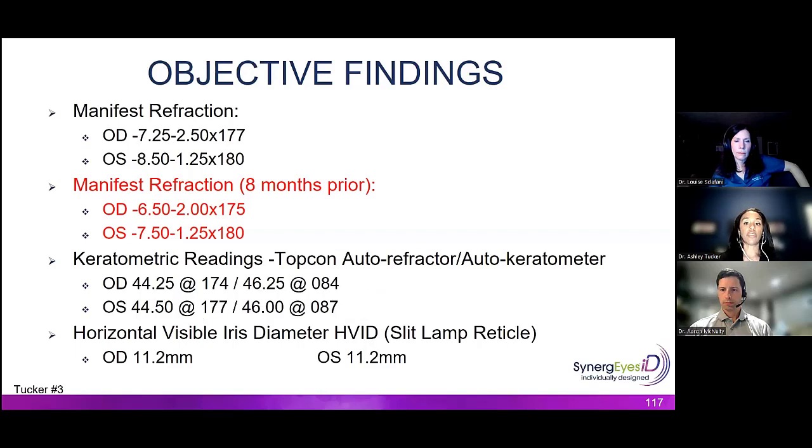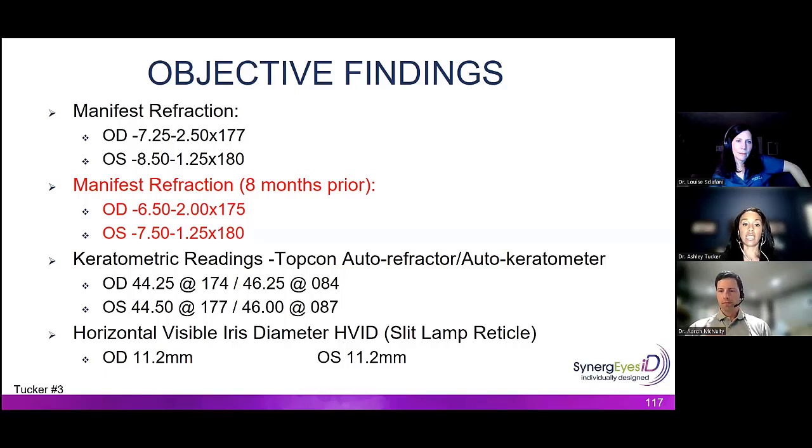So her manifest refraction at that visit, you can see it for yourself, a moderate astigmat, but a pretty severe myope. To be 13, of course. And this is her manifest refraction 8 months prior. So she's really progressed about a diopter in each eye in that 8-month period.